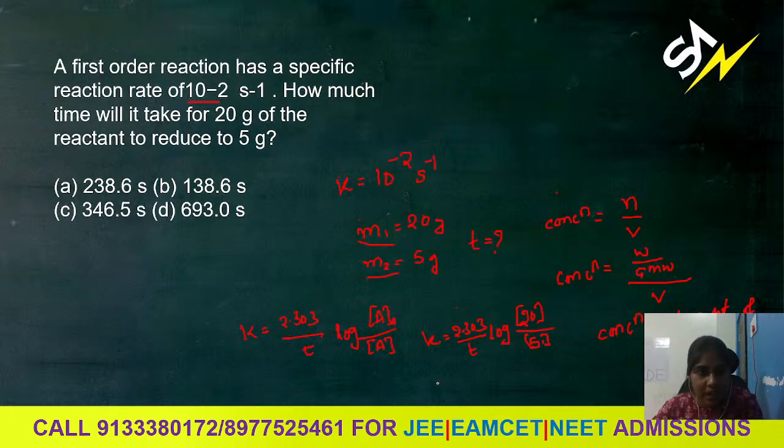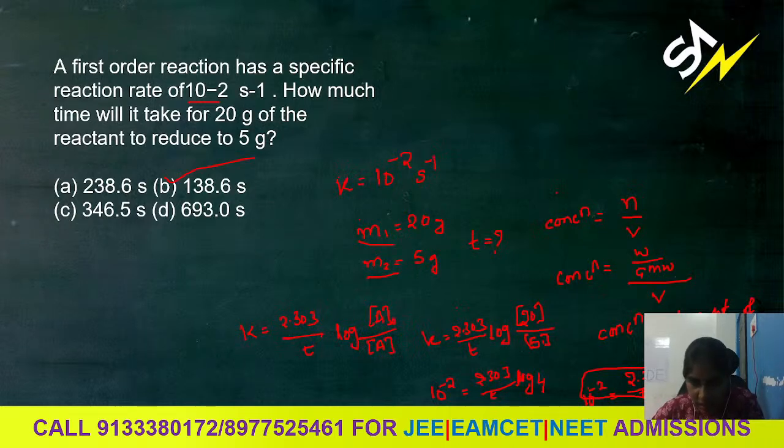So what is the value of K given in the question? 10 to the power of minus 2 is equal to 2.303 by T log of 20 by 5, right? This is log 4, that on simplifying gives 10 to the power of minus 2 is equal to 2.303 by T times 2 log 2. If you simplify all these terms, you will get the answer as 138.6 seconds.